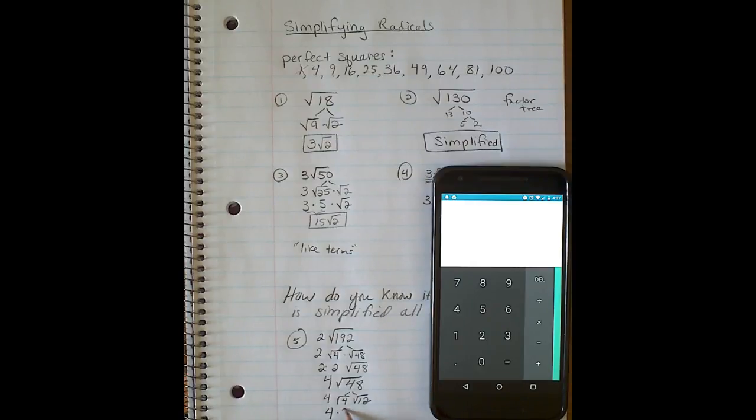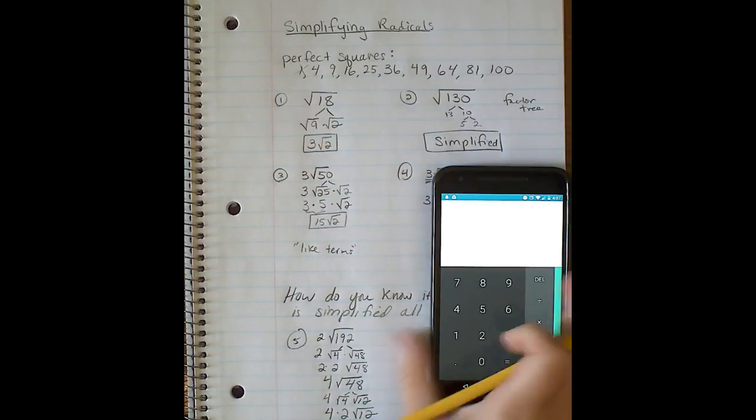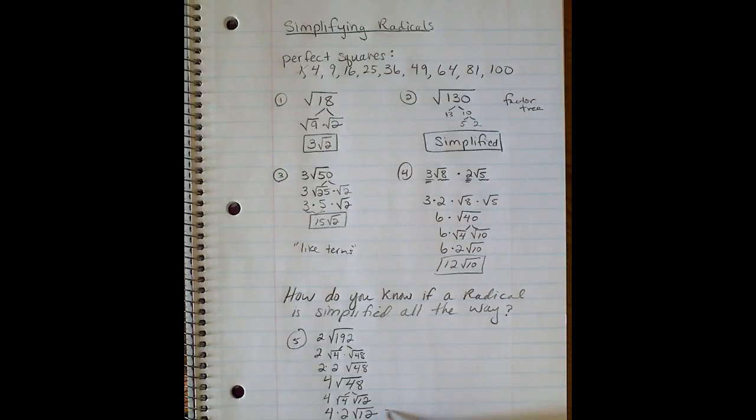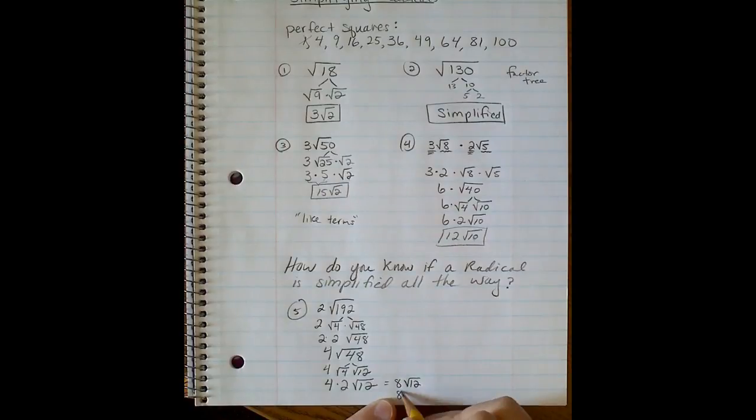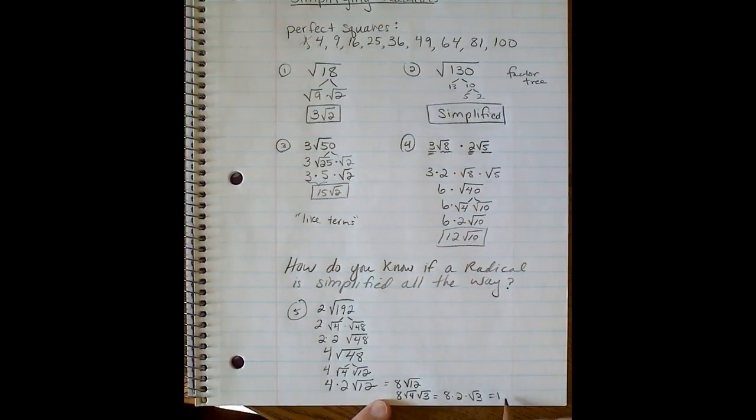Square root of 4 is 2. And then we have our square root of 12. So this gives us 8 root 12. But we're still not done because 4 still goes into 12. So this would give me 8 times 2 times the square root of 3, which is 16 root 3. That's a lot of steps, okay?